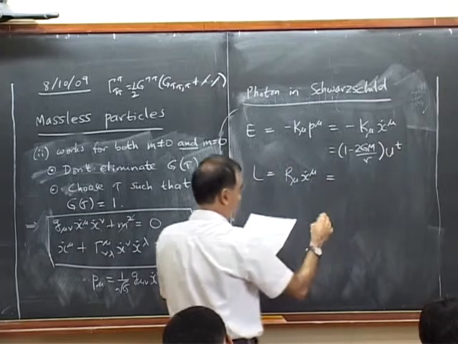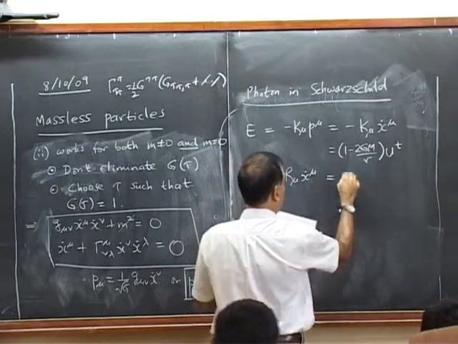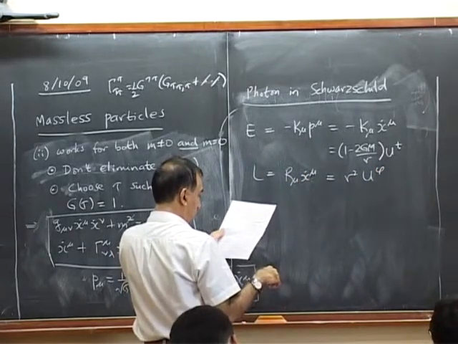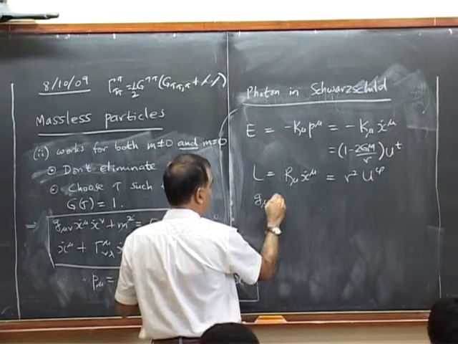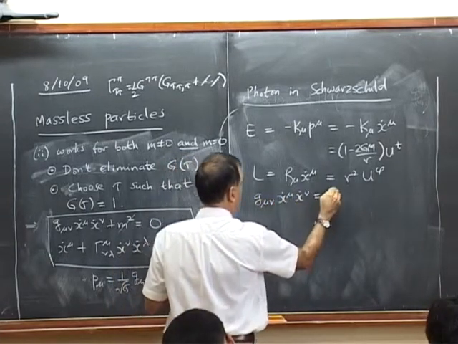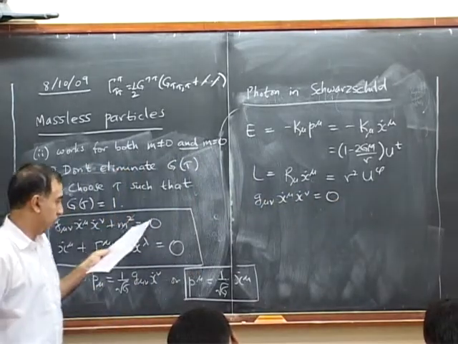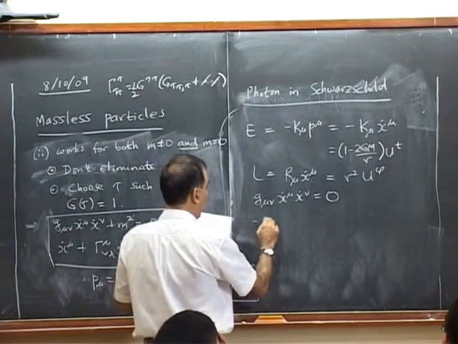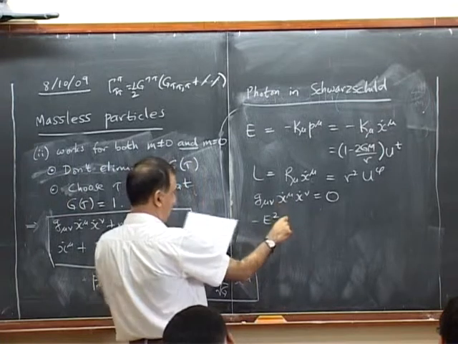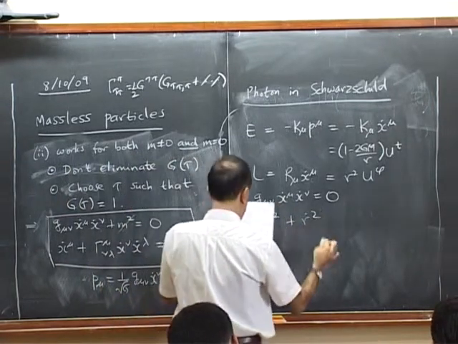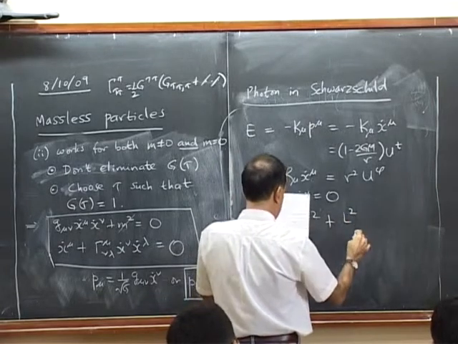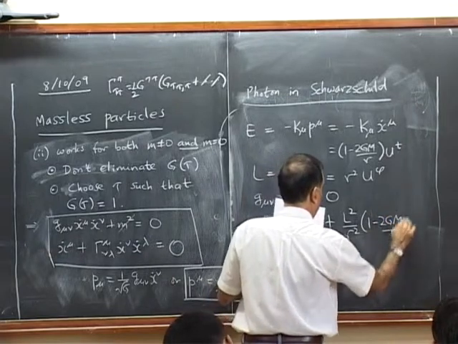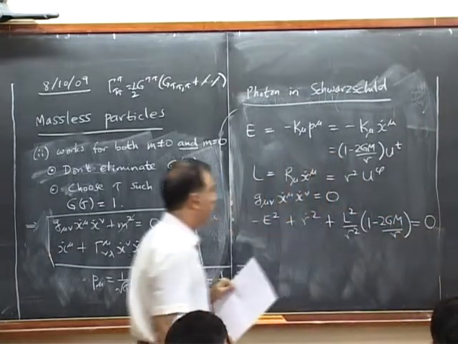So u and x dot are the same thing for me. And here it is r squared u phi. So these equations we saw last time. And now we have to implement g mu nu x dot mu x dot nu equals 0. So this equation, if you arrange it, comes to minus e squared from the first term as before, plus r dot squared from the second term. In the last term, we get this, and the whole thing is 0.